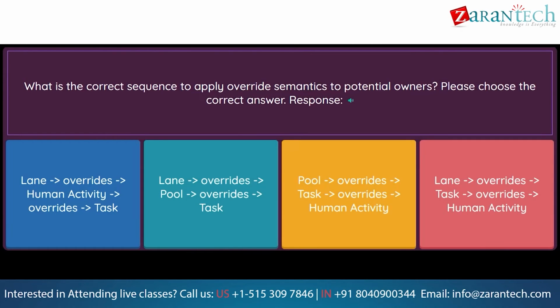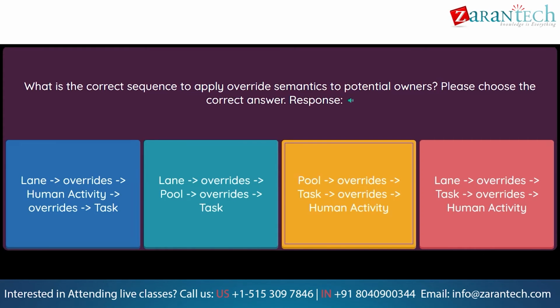Question: what is the correct sequence to apply override semantics to potential owners? Please choose the correct answer. Response: Option 1, lane-overrides-human activity-overrides-task. Option 2, lane-overrides-pool-overrides-task. Option 3, pool-overrides-task-overrides-human activity. Option 4, lane-overrides-task-overrides-human activity.